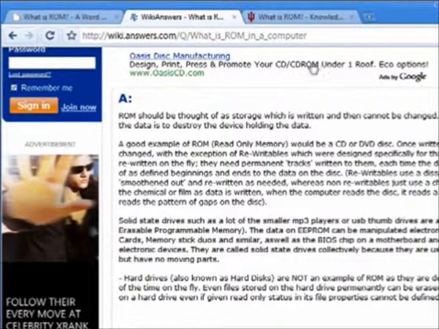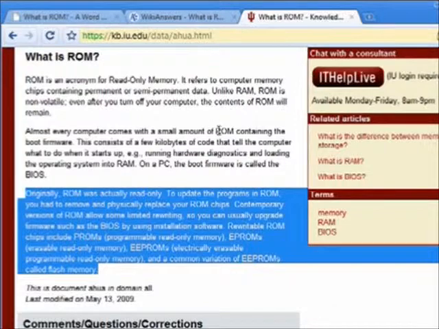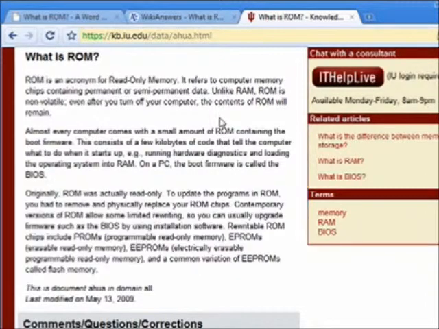In the early days of computers, ROM truly was read-only because in order to change it, you had to remove the chips and put in new ones. Today, as you can see here, there are things called PROMs, programmable read-only memory, EPROMs, erasable programmable read-only memory, and there's even a variation called flash memory, or EEPROMs. So today, most computers can have their read-only memory upgraded through the use of software that updates the BIOS, which stands for Basic Input-Output System.